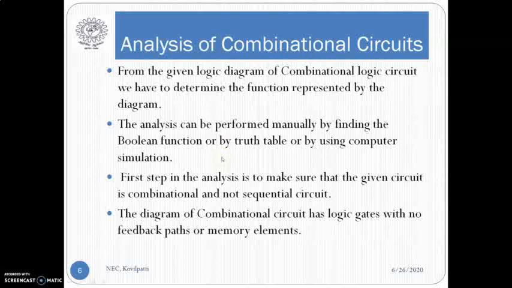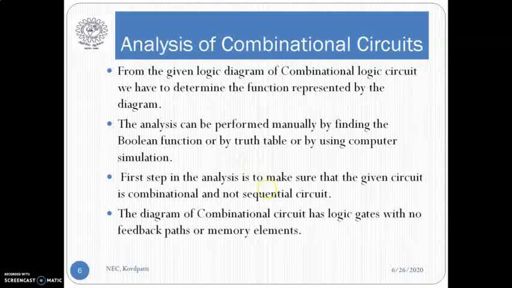From the diagram we can analyze the given combinational circuit by using the Boolean function, or by using the truth table, or by using computer simulation. The analysis is nothing but this: we are given a diagram and we have to identify what operation this particular circuit performs. That is also identified through Boolean expressions.